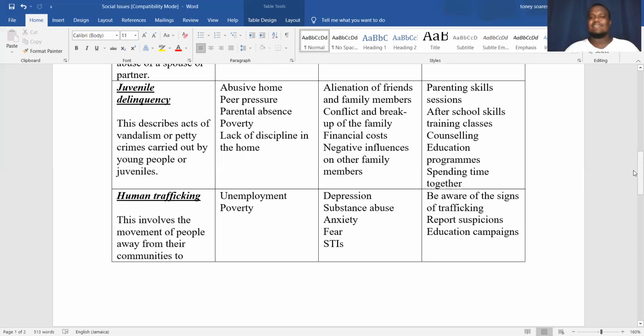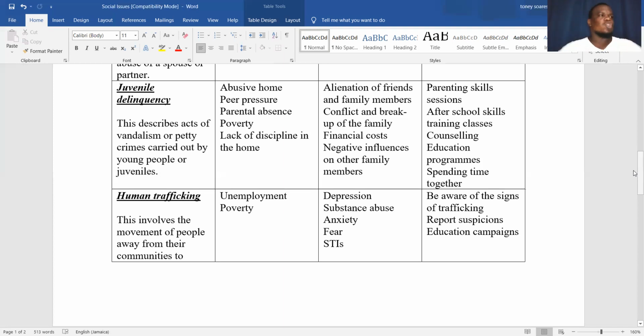Solution now: parenting skills sessions, because in order for someone to become an effective parent, they must be informed. You can't become a parent unless you have the requisite knowledge and skills, because people don't just parent, and the skills and knowledge don't drop out of the sky, right? So parenting sessions that teach them the skills and give them the knowledge are very important. After school skills training classes to get that juvenile occupied so that they will not have so much time on their hands to be engaged in negative social activities.